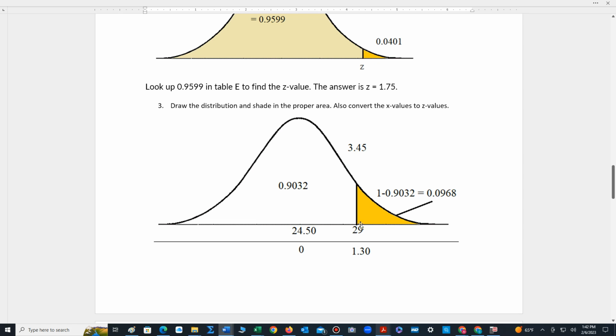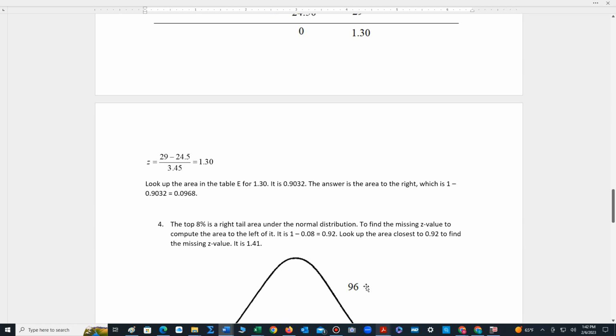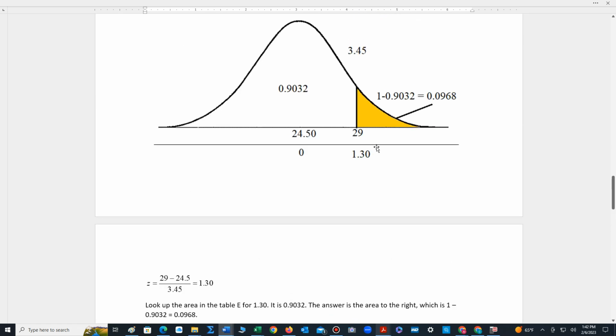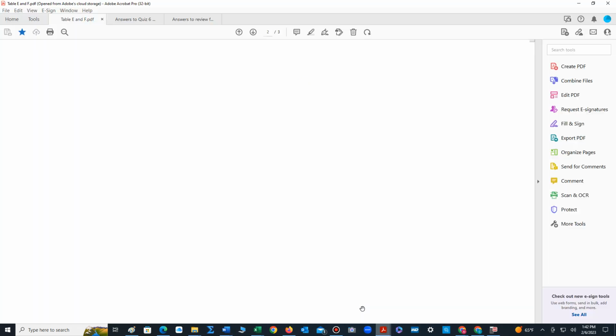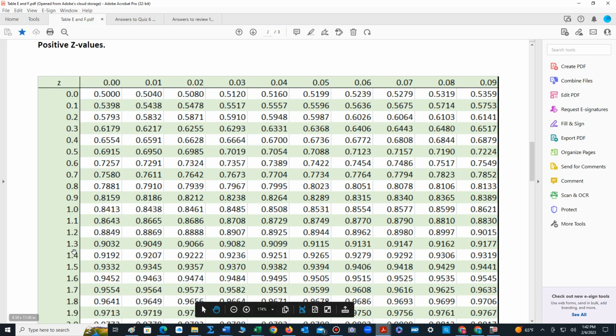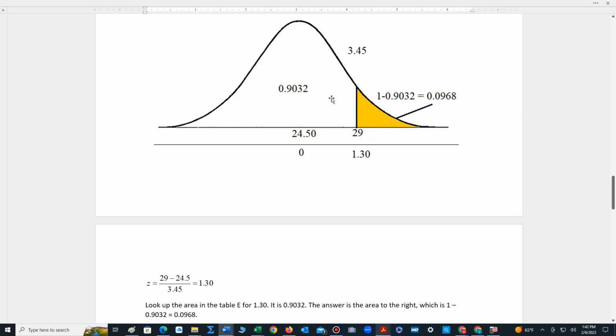So in order to find this area, we have to convert to z-values. So we're going to take 29 minus the mean, 24.5, divided by 3.45, which is the standard deviation. That's going to give us the z-value 1.3. We look up 1.3 in our table. Here's 1.3, 0.9032. That's the area to the left, but we want the area to the right. So 1 minus 0.9032 is 0.0968, which is the answer.